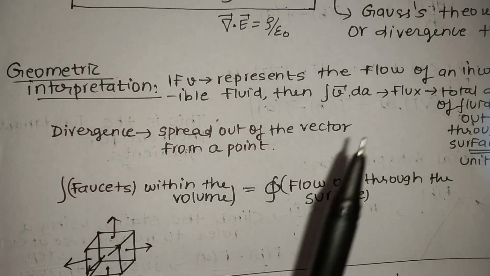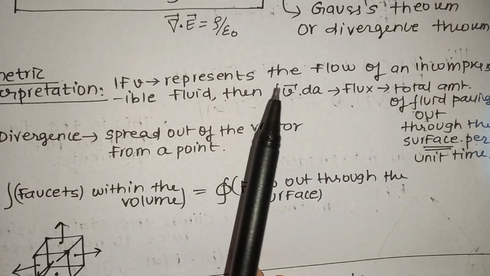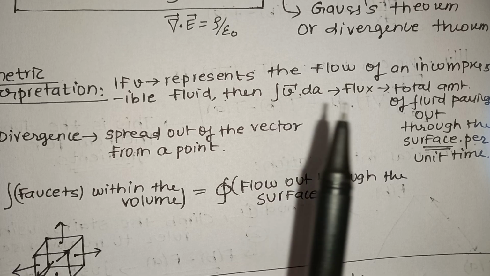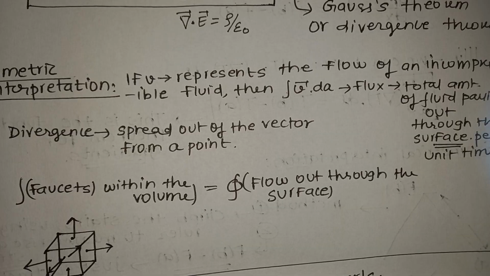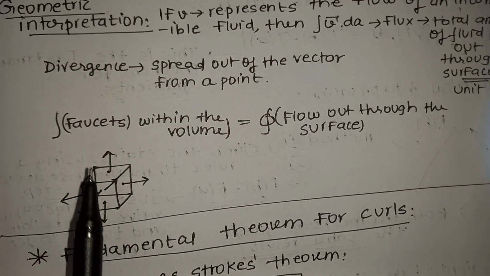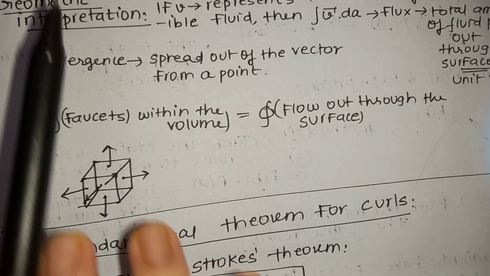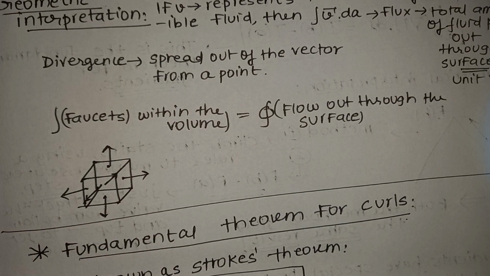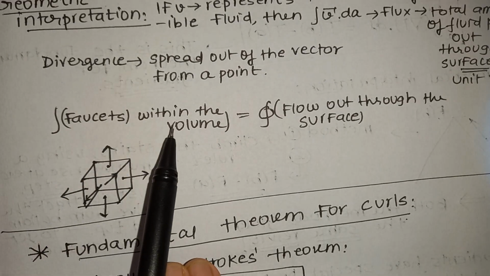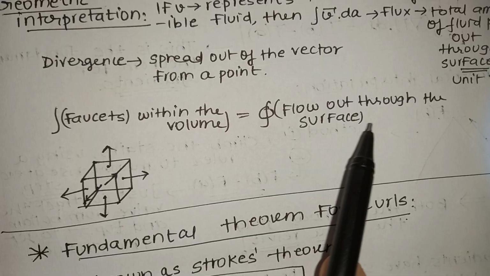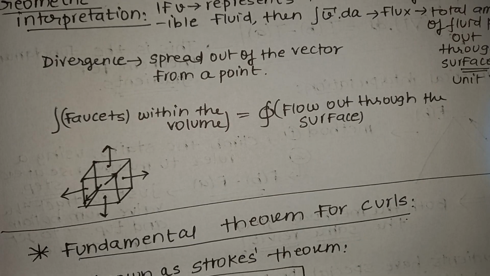Let's see the geometrical interpretation of this. If v represents the flow of an incompressible fluid, then v dot dA is the flux that we saw in the previous video. The divergence is the spreading out of the vector from a particular point. This is a theorem which connects the volume integral and the surface integral. It says that the flow originating within the volume is equal to the flow out through the surface. So if something diverges from a particular point, that is equal to the flow through the surface, all 6 surfaces.